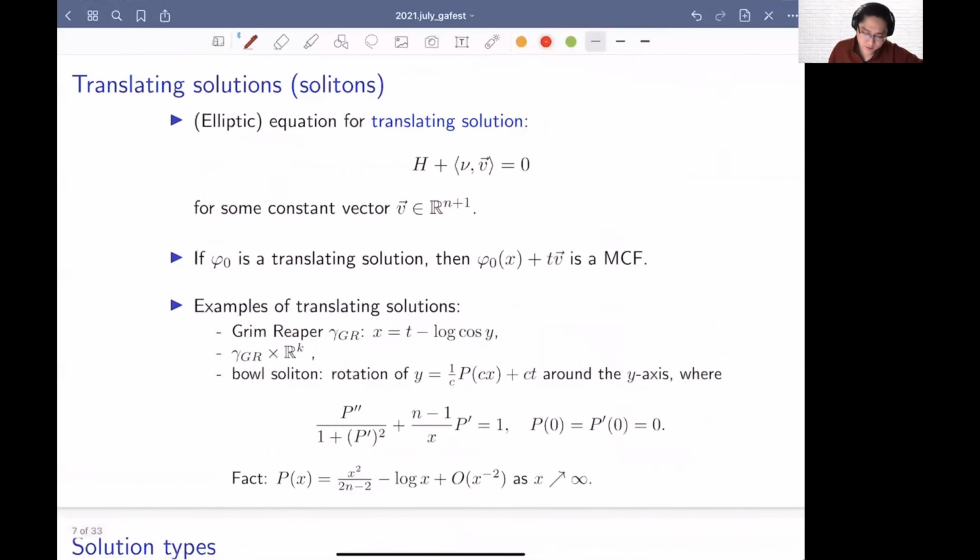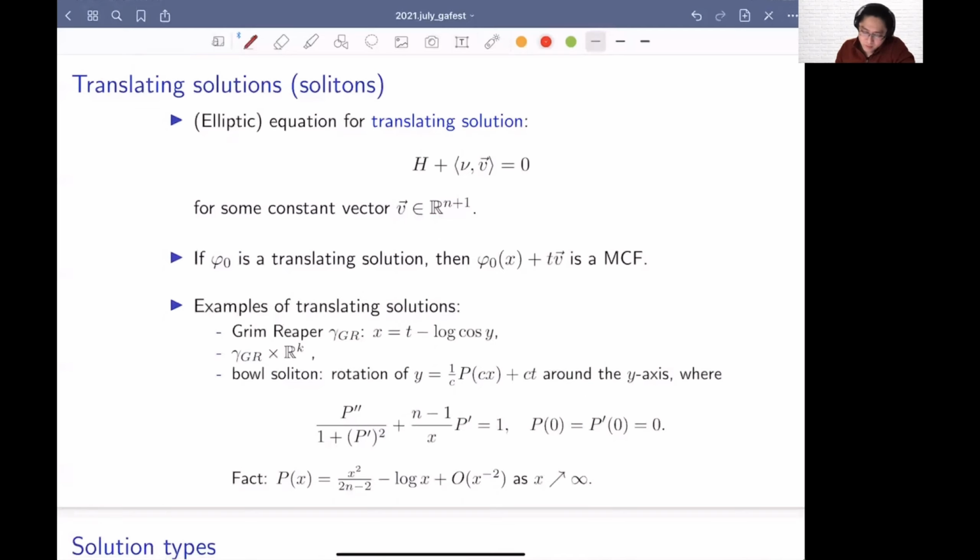Another important class of solutions to the mean curvature flow is the so-called translating solution. And what are they? Well, suppose we fix some direction V in R^(n+1), and we have some hypersurface that satisfies this elliptic PDE. And then we can actually construct a solution to the mean curvature flow simply by translating the hypersurface in the direction of V. And this way, we just get a solution to the mean curvature flow.